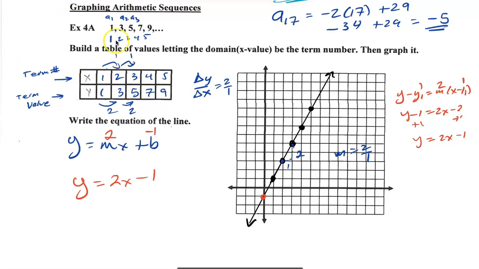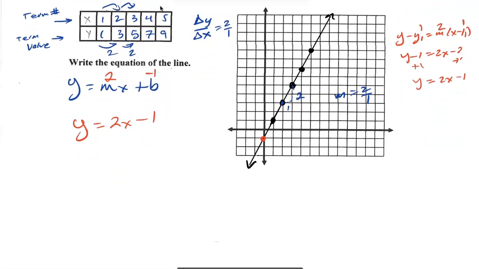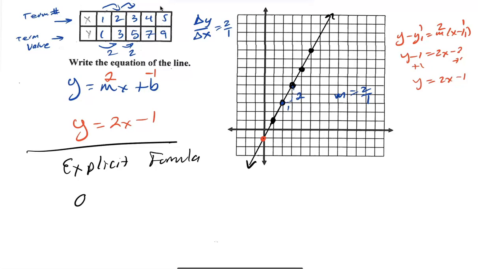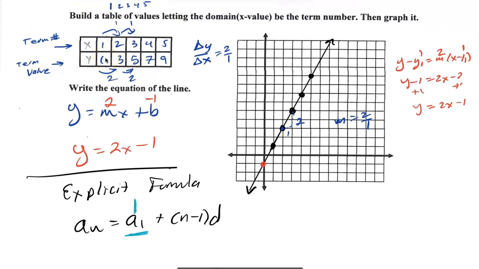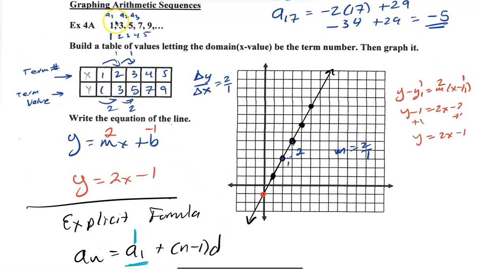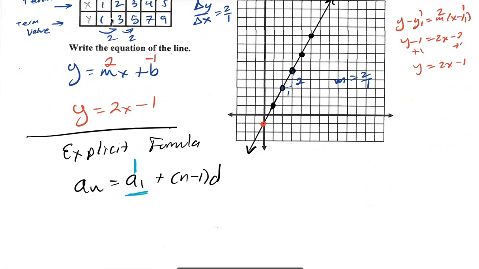Now let's see how that connects to an explicit arithmetic sequence, right? Explicit arithmetic sequence, explicit formula is an equals a1 plus n minus 1 times d, right? And we have to find our first term, which in this case was 1 is our first term. Our common difference, what are we adding every single time? We were adding 2 every single time, right? It went from 1 to 3 to 5 to 7, right? Our first term was 1. We're adding 2 every single time.